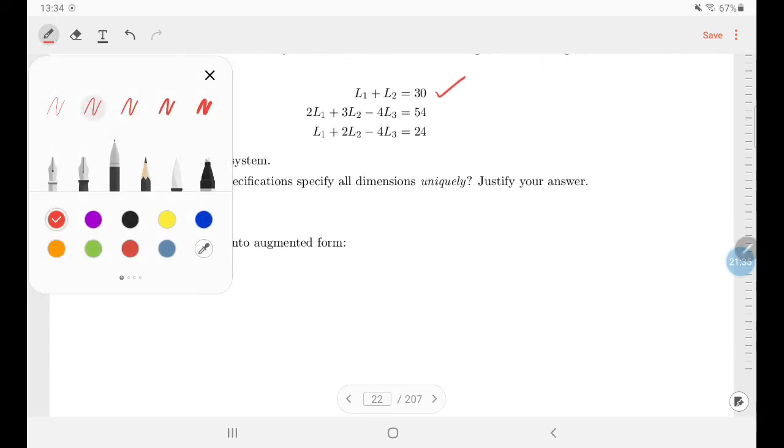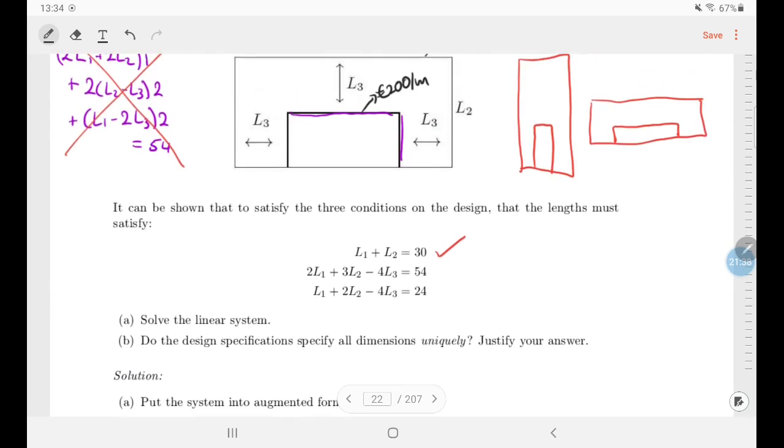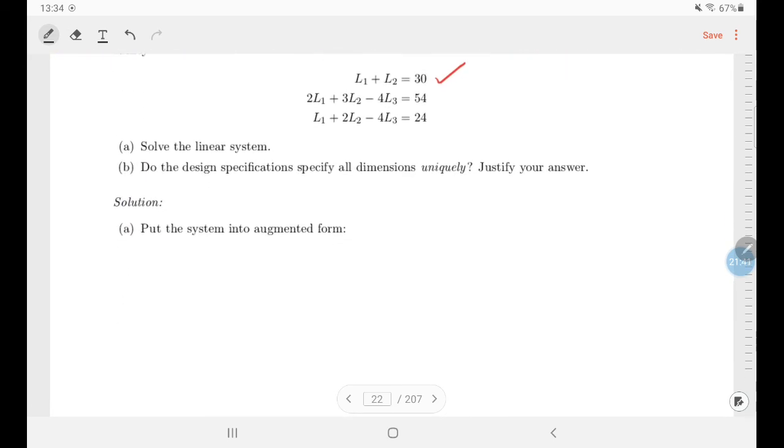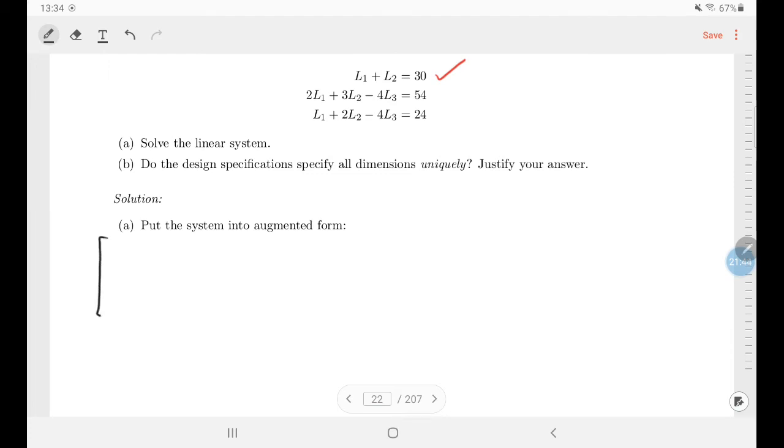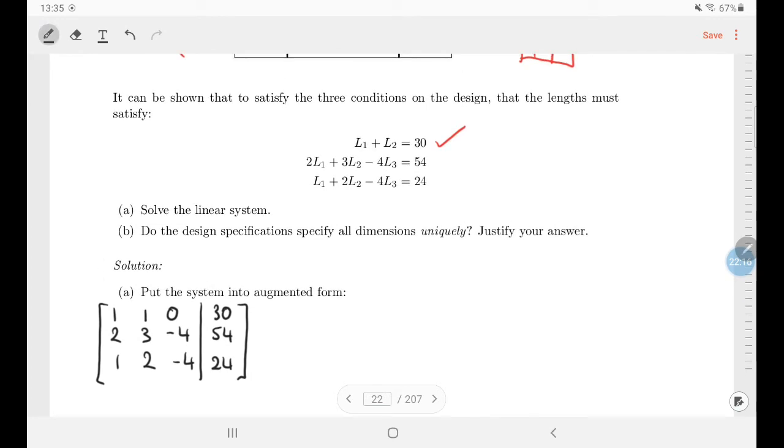So first of all, put the matrix in augmented form. So the first equation reads 1L1, 1L2, 0L3 equal to 30. The second equation reads 2L1 plus 3L2 minus 4L3 is equal to 54. And the final one reads 1L1 plus 2L2 minus 4L3 is equal to 24. And we've a good start made here because we have already got a pivot.